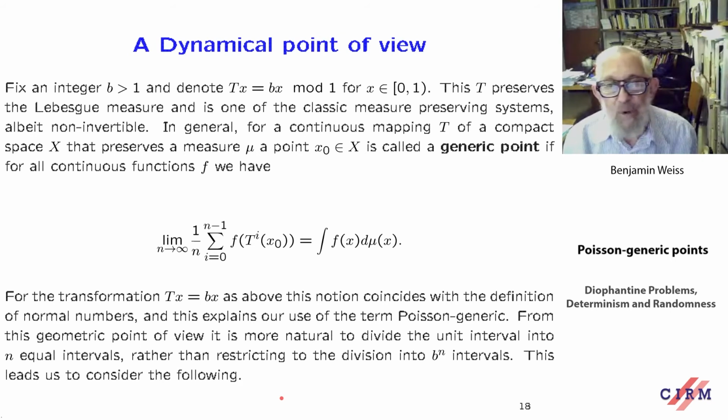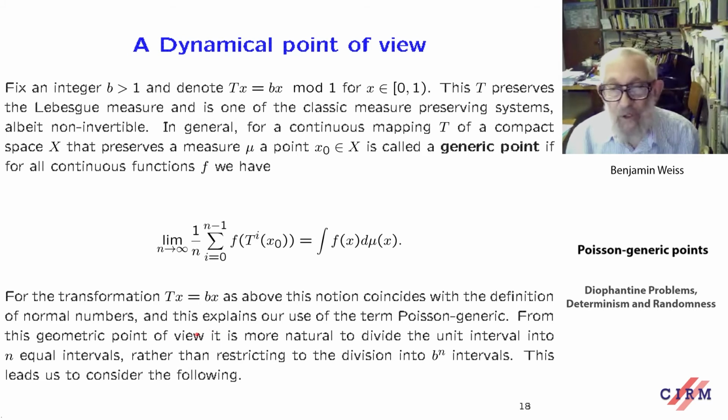In general, a point is called a generic point. Here's the general definition. If you have a mapping of a compact space, you call a point x naught a generic point if the ergodic averages converge to the integral. For the transformation T of x equals b times x, this is the usual definition of normal numbers. This explains why we call this Poisson-generic.